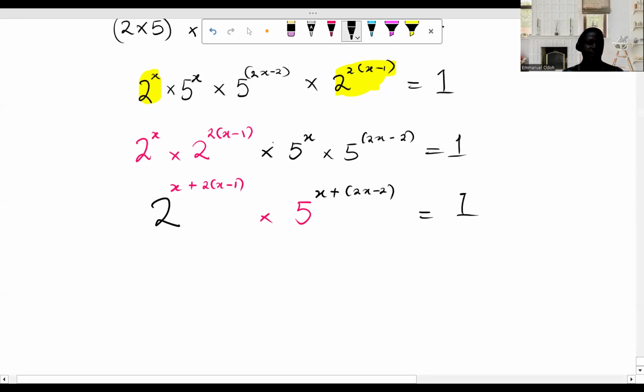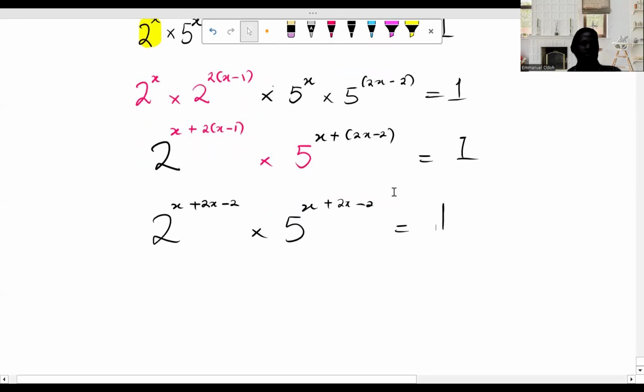Let's simplify. I have x plus 2 times x, which is 2x, and I'm expanding: 2 times 1, which is minus 2. The same thing here: x plus 2x minus 2 plus 1. So x plus 2x is 3x. We have 3x minus 2 times 5, x plus 2x here is 3x minus 2, equals 1.